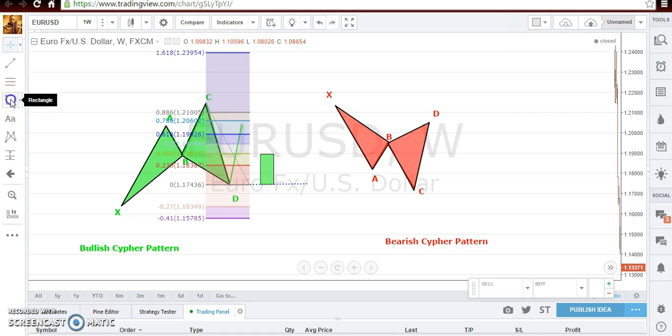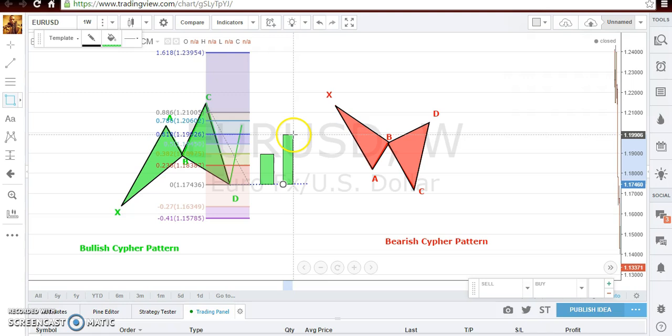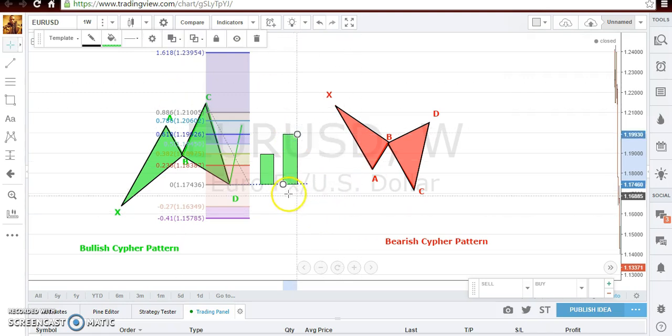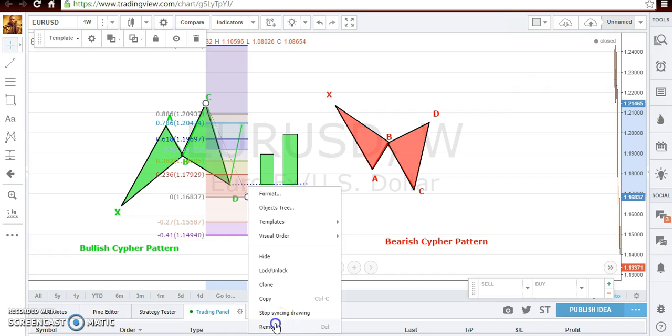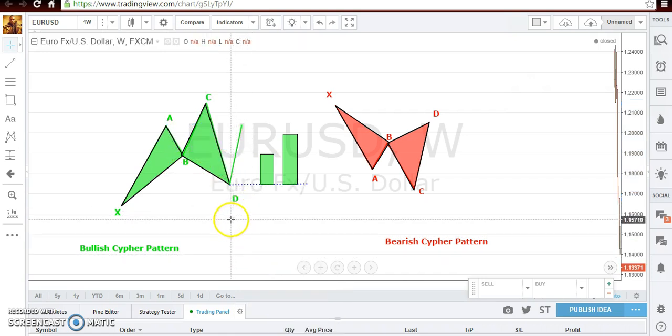And for the second target, you're going to be taking your second target at the 618 retracement of the C to D leg. So this is how it goes. This is how you place your targets, and this is where your target should go. And the next thing you do is obviously the stop loss.